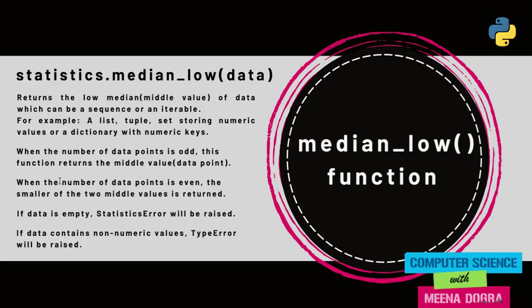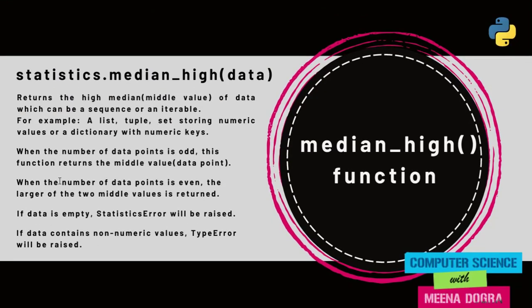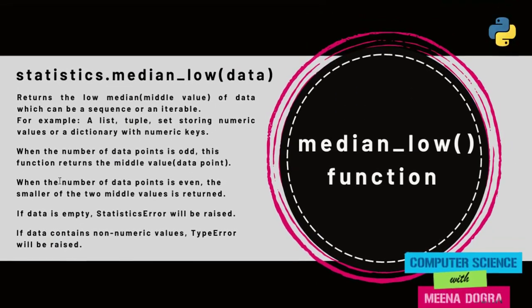Now let's come to median_low. Fine. So this is again a variation of the median function, and I have taken median_low as well as median_high, and I'll be explaining both of them parallelly. So what does this function do? It returns the low median, that is the middle value of data, which can be a sequence like list, tuple, set, all storing numeric values, or keys of a dictionary in case they are numeric. So it works only with numeric data. Same for median_high.